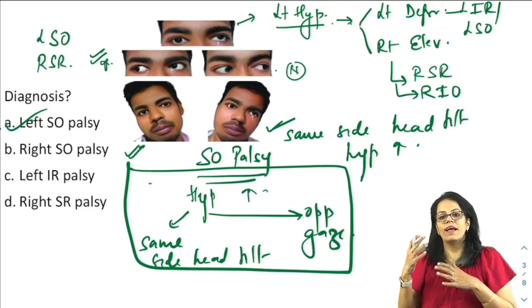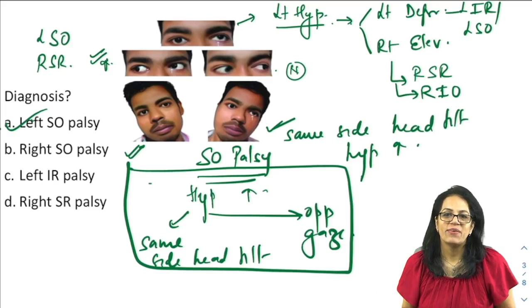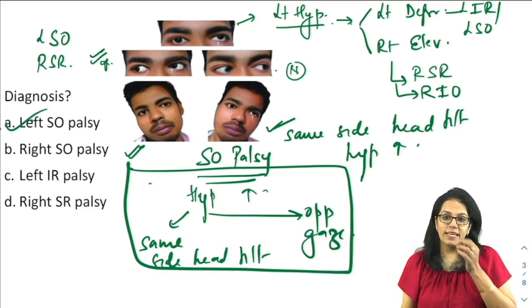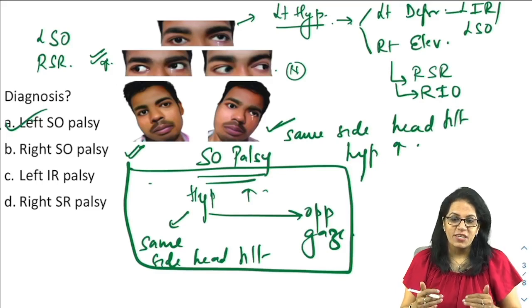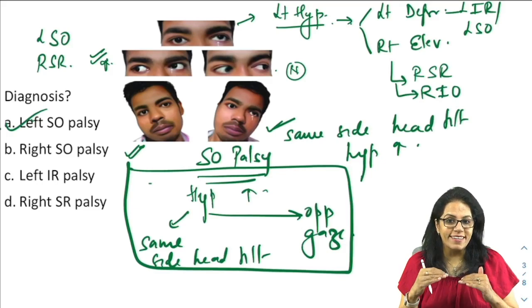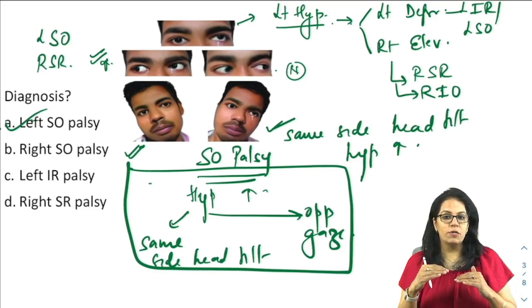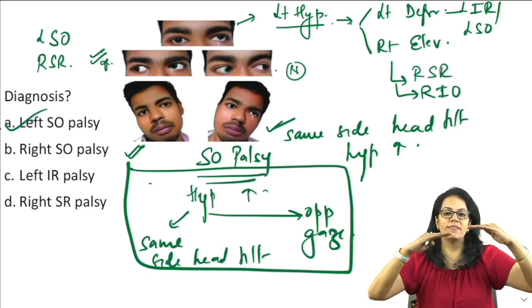So what you have just learned with me is the Parks 3-step test. I don't think it's very difficult. The 3 steps are nothing but 3 questions. I'm quickly revising again with you so that you are clear. 3 questions. Which eye is hypertropic? In this case, it was the left. That means left depressors, right elevators.